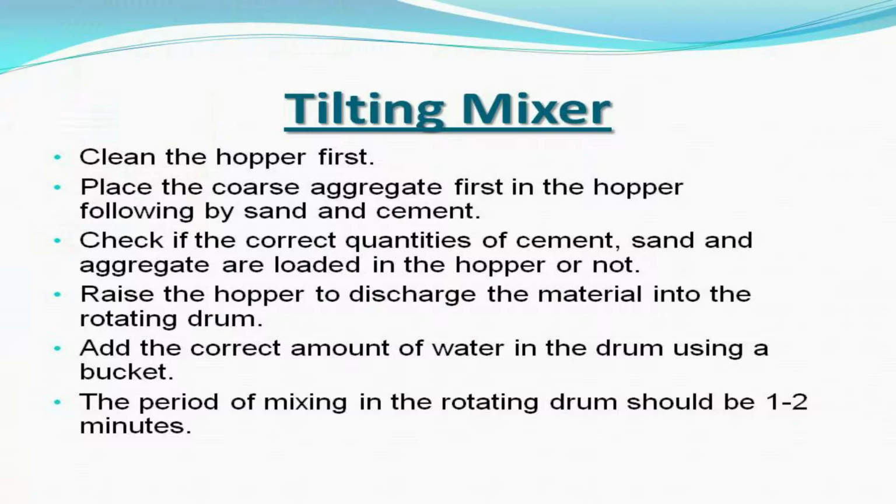Tilting mixer. Clean the hopper first. Place the coarse aggregate first in the hopper, followed by sand and cement. Check if the correct quantities of cement, sand, and aggregate are loaded in the hopper or not. Raise the hopper to discharge the material into the rotating drum. Add the correct amount of water in the drum using a bucket. The period of mixing in the rotating drum should be 1 or 2 minutes.